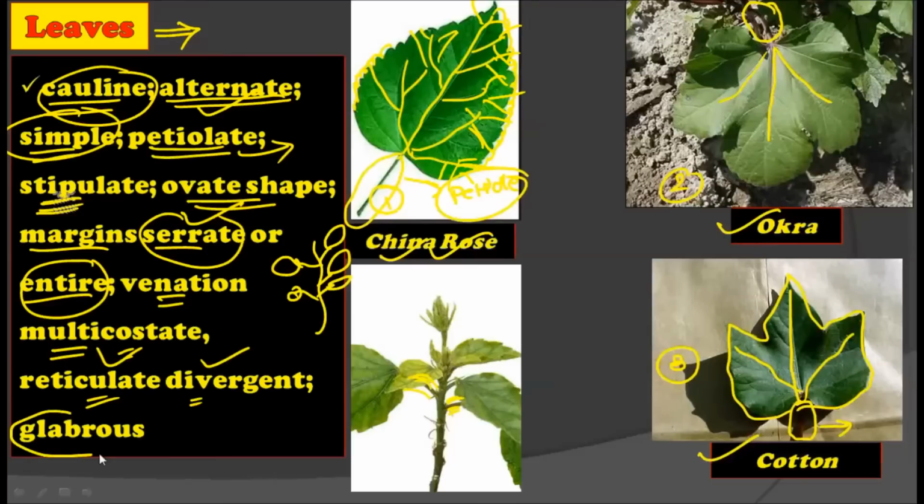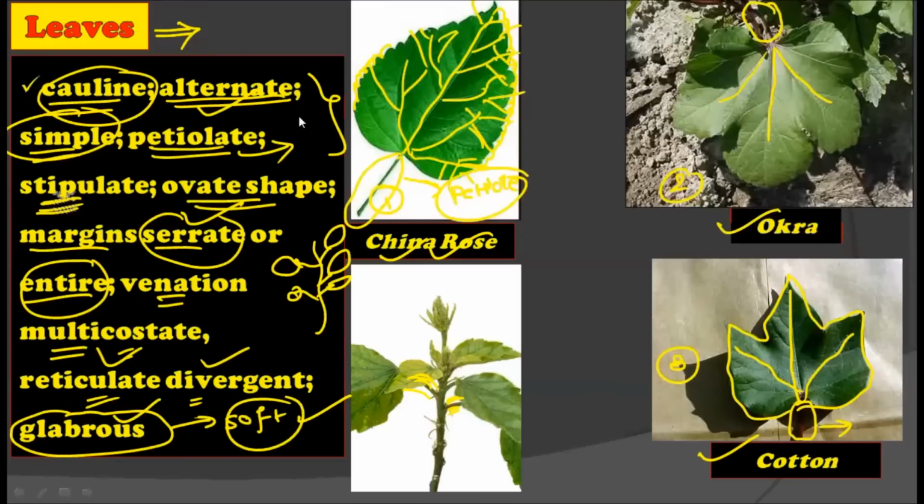And at last, the leaves are also said to be glabrous. Glabrous means soft leaves. The surface of all these leaves, you will find to be soft, and that is why it is called a glabrous leaf. So all these are the characteristics of leaves which are present in the Malvaceae family members.